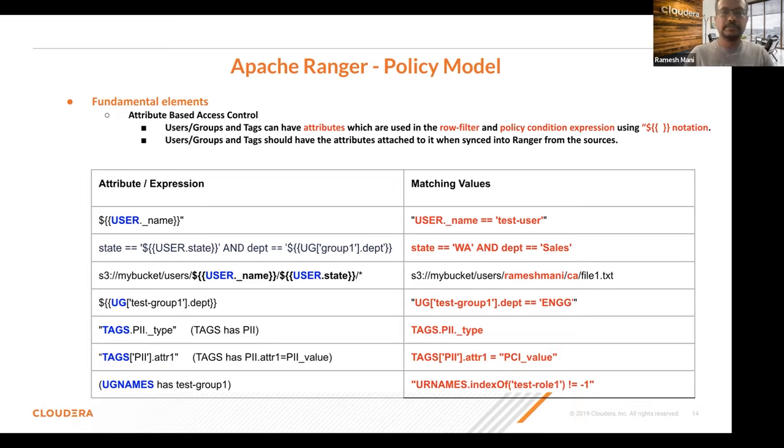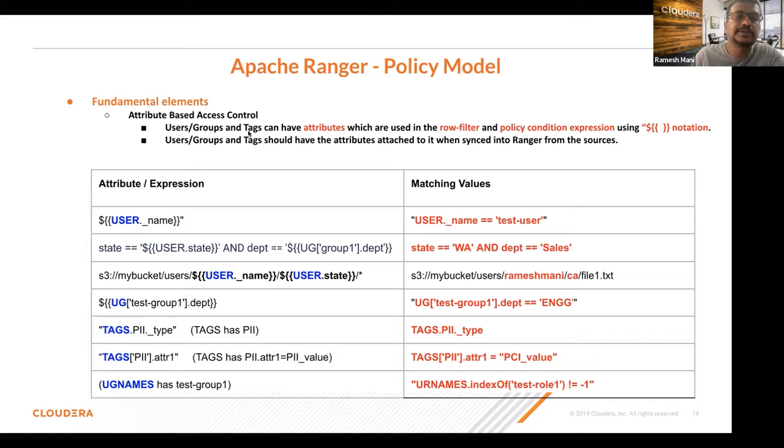I can go a little bit more into this one. There are various macros against which you can maintain the policies, and these macros are defined by this notation, double curly braces, with the macro within. Each macro has its own meaning. What I highlighted here, USER, is nothing but the user attribute, like any users. Groups are there too, and UG denotes the user group. Or tags.